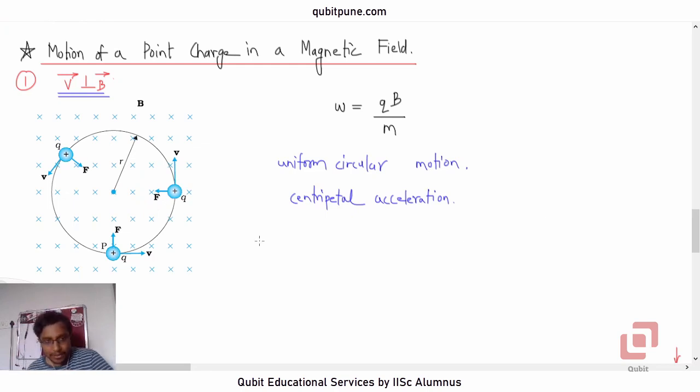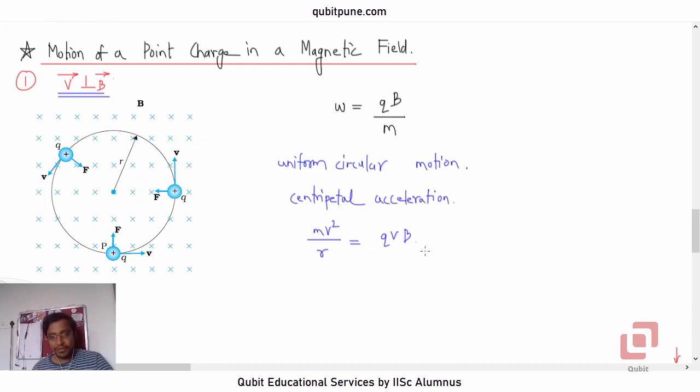Alright, now there also is an associated force. We call it centripetal force. In this case, that centripetal force, mv squared by r, is provided by the Lorentz force. So that's qvB, where r is the radius, B is the magnetic field, m is the mass of the charged particle, and q is the charge on it.